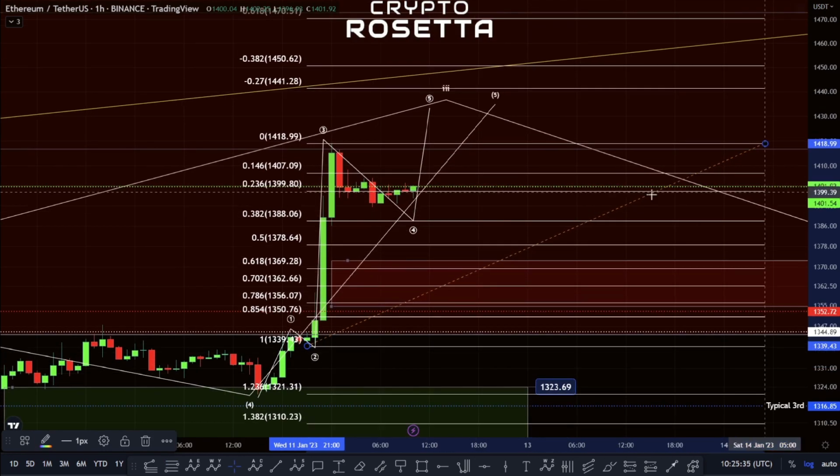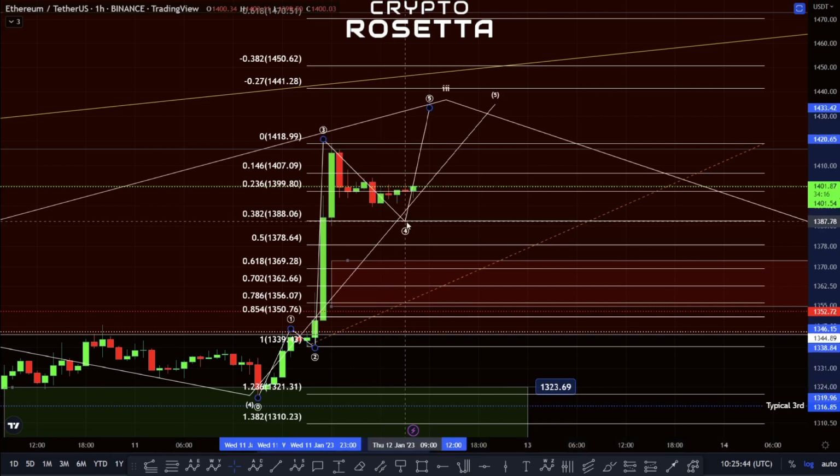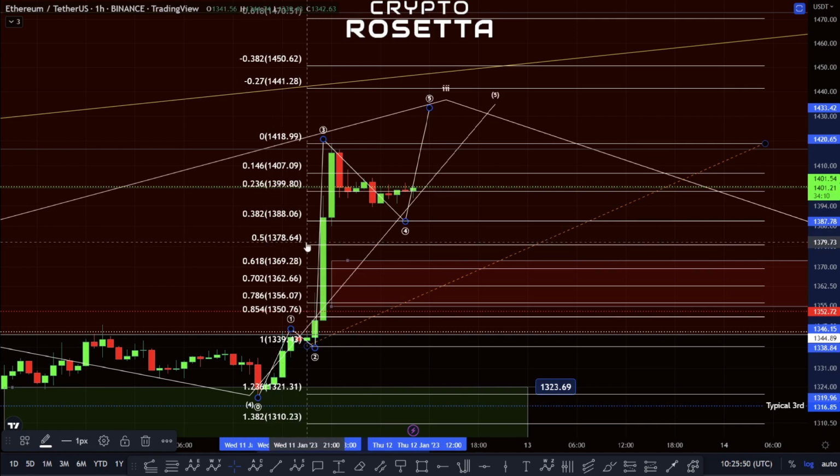So it's come down past this 236. A little bit more of a push down to this 1388 would actually indicate that this would be playing out as a fourth wave, and we could see that. So if this comes much deeper, I wouldn't want to see this go past this 1378. Once it starts going past there, it becomes less likely.